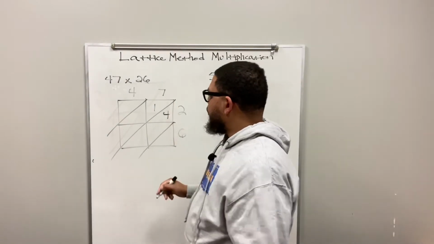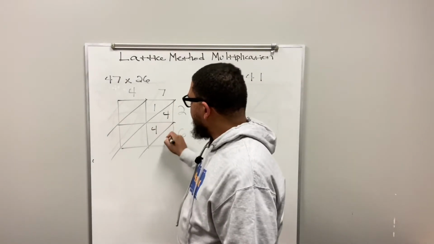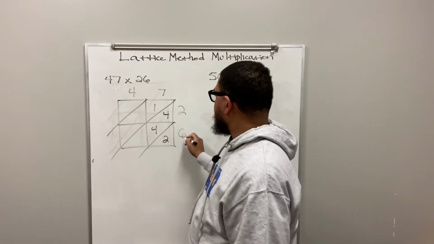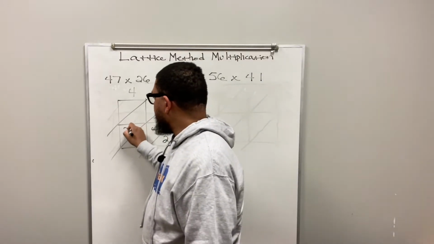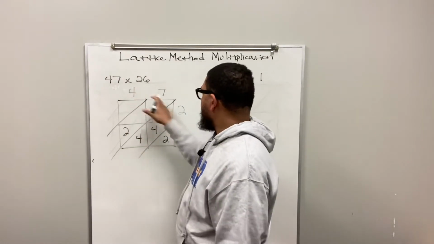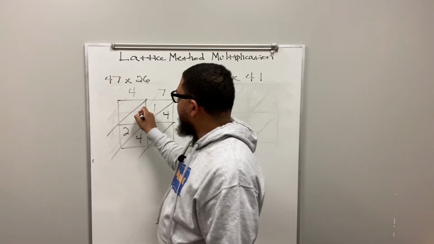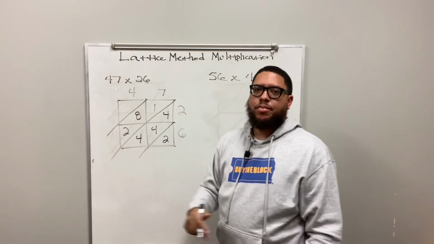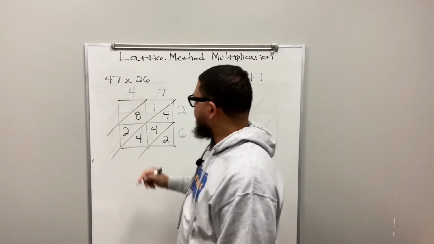7 times 6 is 42. You put the 4 up here and the 2 down here. Tens place, ones place. 4 times 6 is 24. You put the 2 up here and the 4 down here. Tens place, ones place. 4 times 2 is 8. You put the 8 right here, and you might be wondering, well, what should go right there? You're going to put a 0 right there.